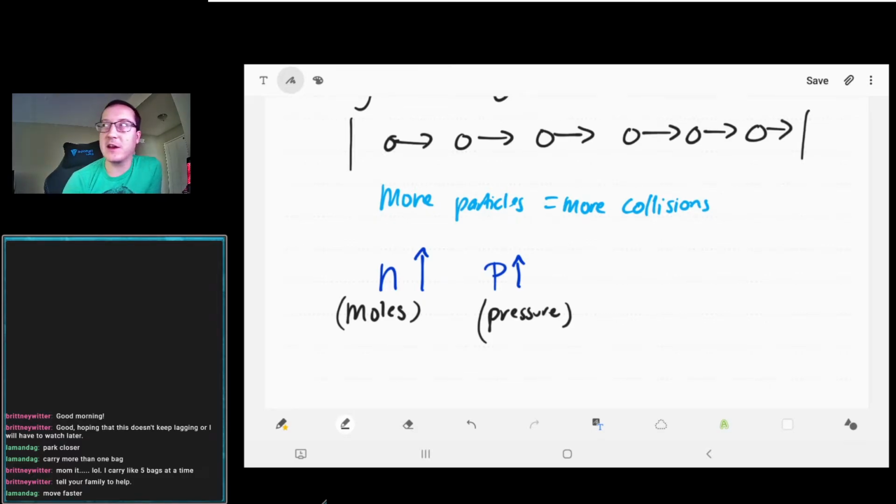If you want to think about it again, like the more homework assignments I give you, the more pressure you have to get them all done, right? Something like that. So the more of whatever, in this case it'll be gas particles, the higher your pressure is going to be.